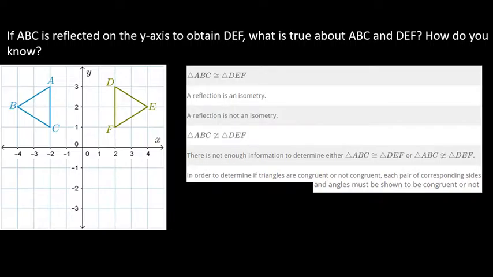Now, again, this is a question out of your workbook, and something I didn't have space to include here is that you're instructed to first answer the first question, which is what is true about triangle ABC and DEF, and then to answer, well, how do you know? So you're choosing a statement and then picking a reason to support that statement. So let's take a look at the triangles.